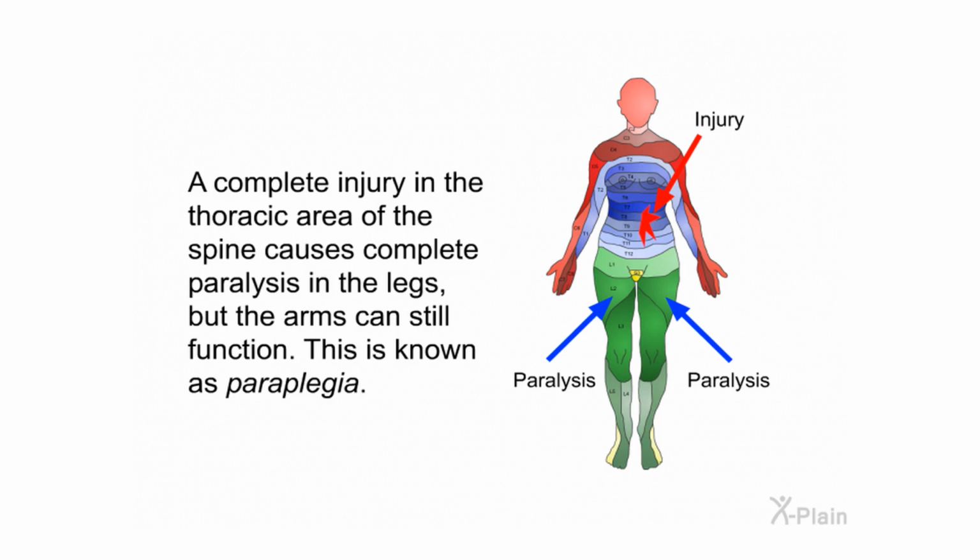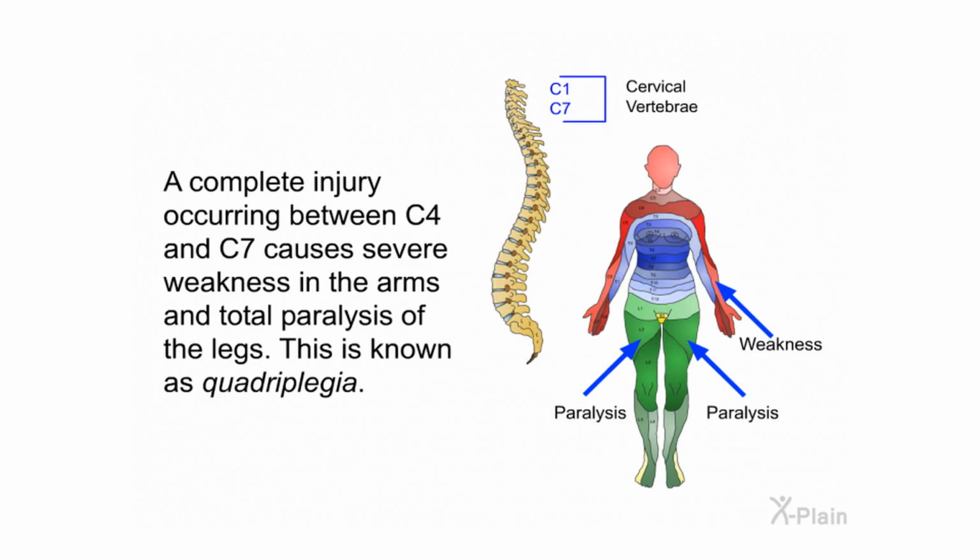A complete injury in the thoracic area of the spine causes complete paralysis in the legs, but the arms can still function. This is known as paraplegia. A complete injury occurring between C4 and C7 causes severe weakness in the arms and total paralysis of the legs. This is known as quadriplegia.